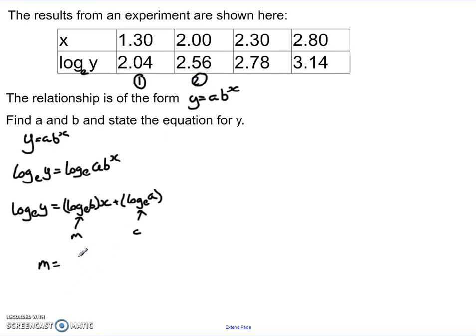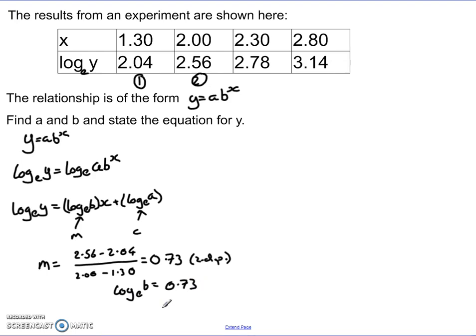I'm going to plug it all in, so y2 minus y1 over x2 minus x1, so I get 2.56, take away 2.04, divided by 2.00 to equal 1.30. Take the two of them, manipulate it and plug it in a calculator, and I get 0.73 to 2 decimal places. That there's my gradient of my line. So I've got my gradient. Therefore I can say log to the base e of b equals 0.73. My b equals e to the power of 0.73, and this time it's worth calculating it. I get 2.08. I can then start to use this to find my log to the base e of a.